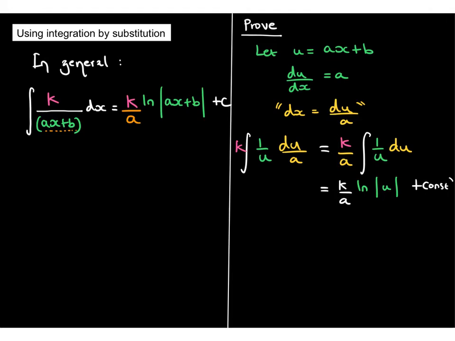And then the last step, as always, is to replace u with what it is in terms of x. So we get k over a ln mod ax plus b plus a constant. And you can see that's the same result as by inspection.